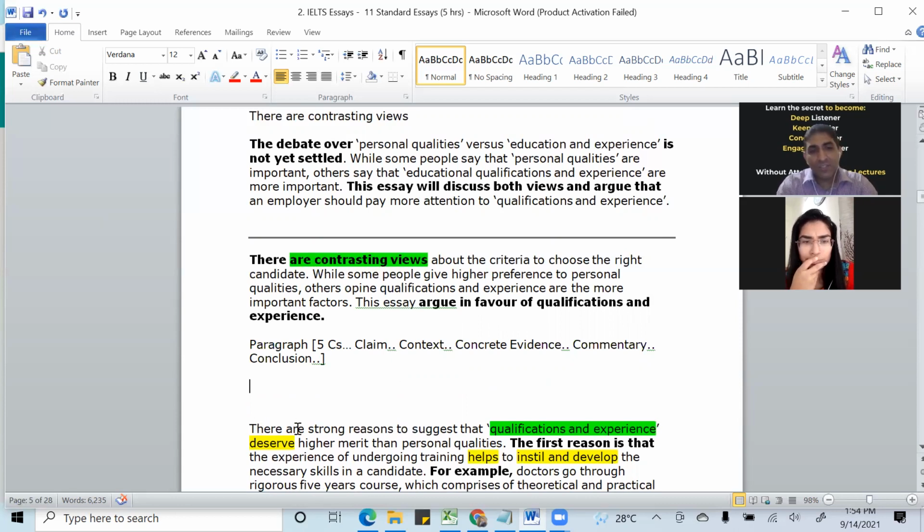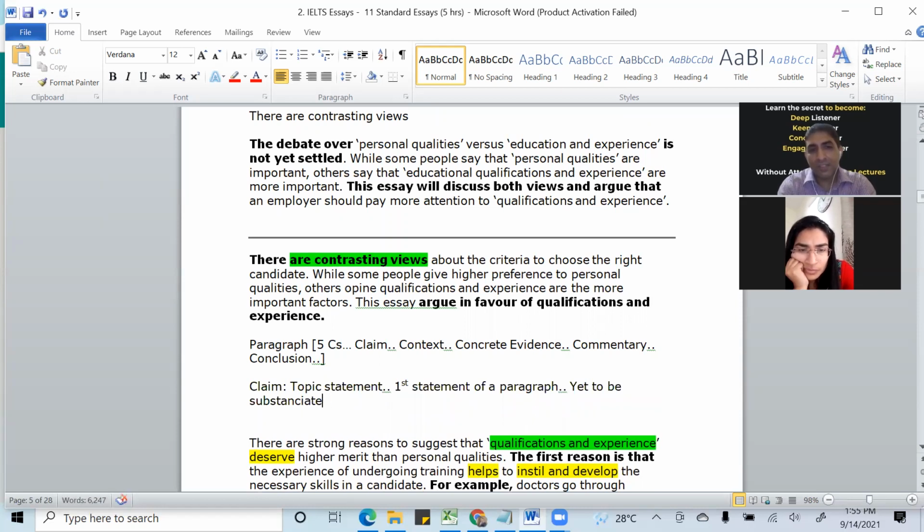Right? So, this is actually nothing but a claim. What is a claim? What do you mean by a claim? It is the topic statement or the first statement of a paragraph. It is a sentence which is yet to be substantiated with examples and an explanation. So that is a claim.